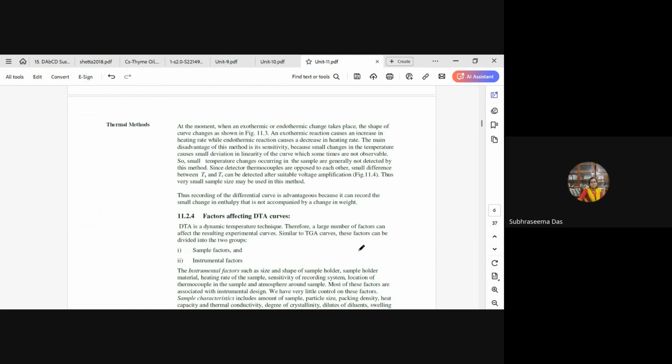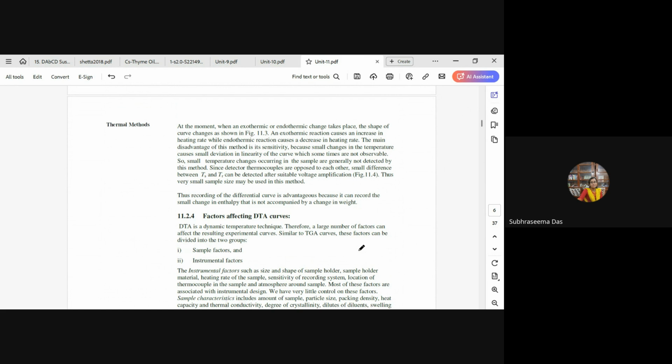The main disadvantage of this method is its sensitivity, because a small change in temperature will influence the observed data. Even minor temperature changes occurring within the sample may not be detected. That is why the detector thermocouples are opposed to each other, so that the signal can be detected using voltage amplification. Hence a very small sample size is used in this process.